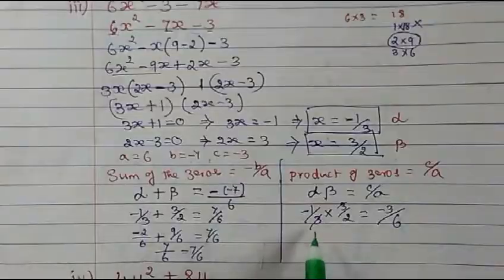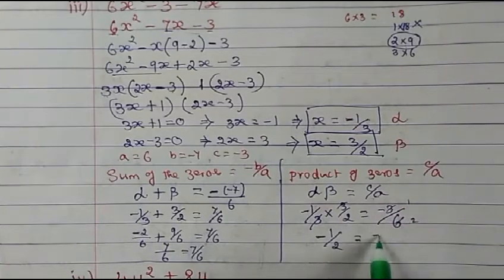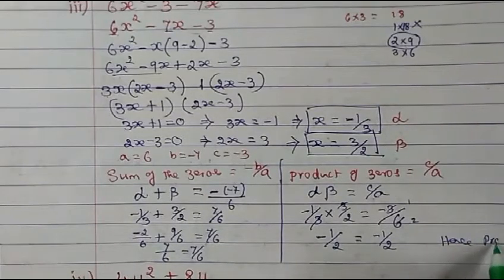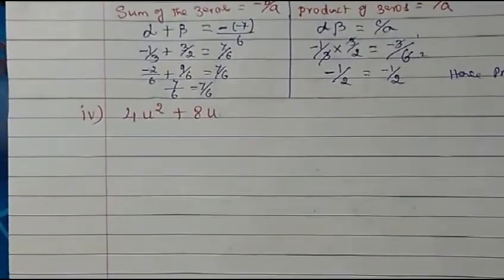So now 3 gets cancelled. Then you will have minus 1 upon 2. Here also 3's cancel with the 3. You will get minus 1 upon 2. Hence it's proved. So now see the fourth one.